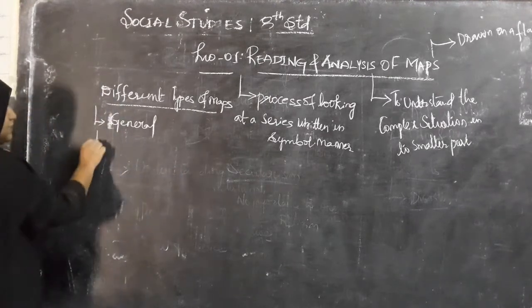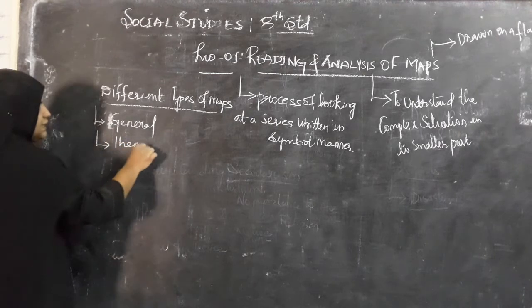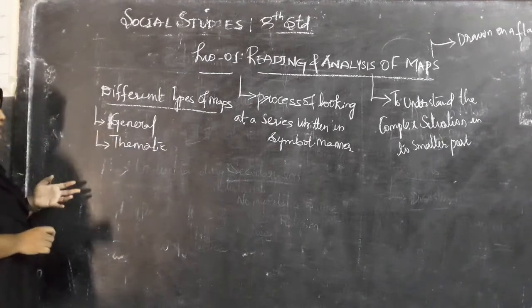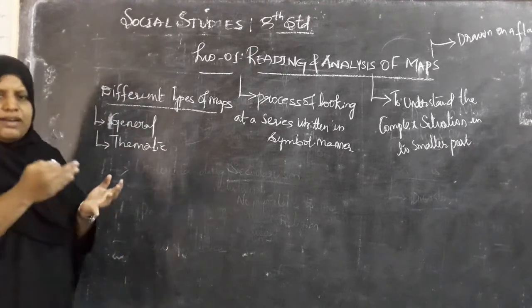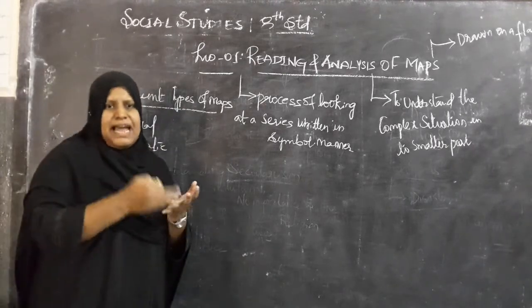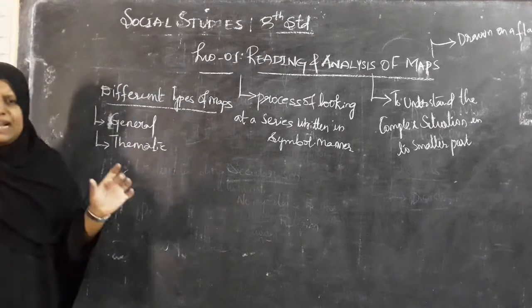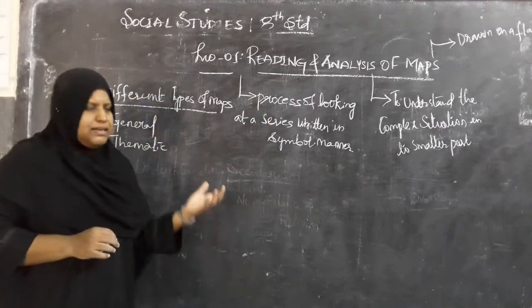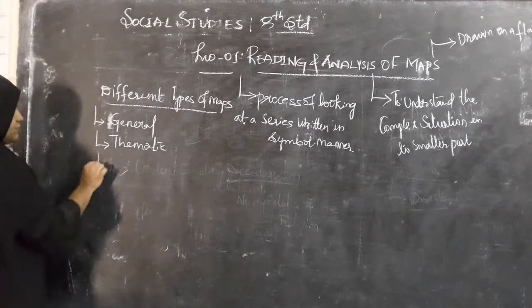Then next, a thematic map, where one particular theme is allotted, like population, forest, minerals, or landforms, only one particular aspect. For example, the population of the whole country or of one particular state: one particular theme.